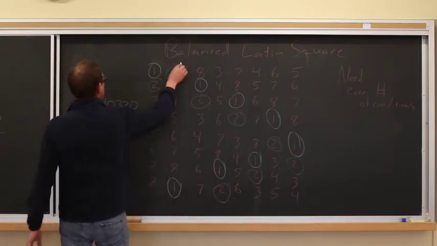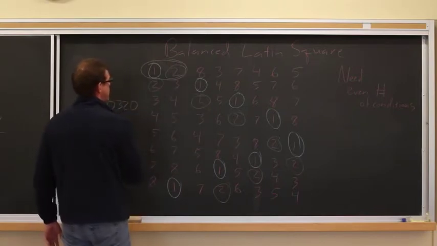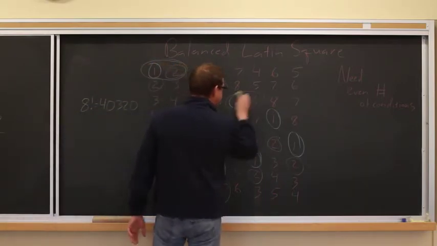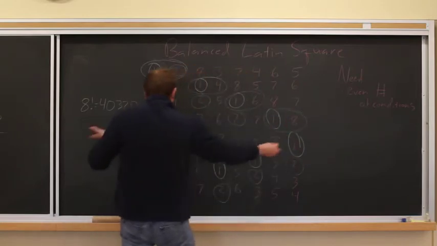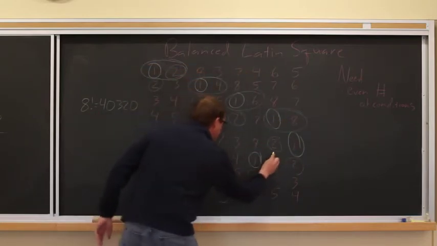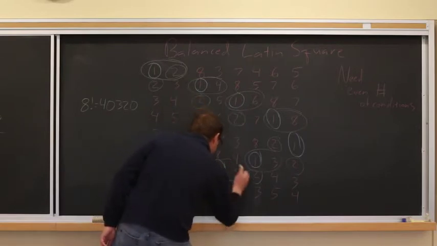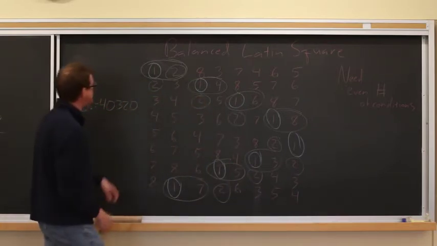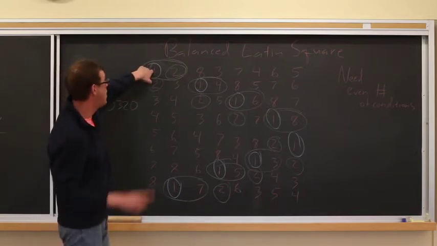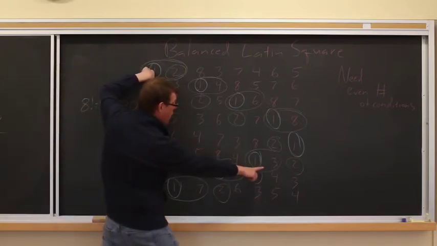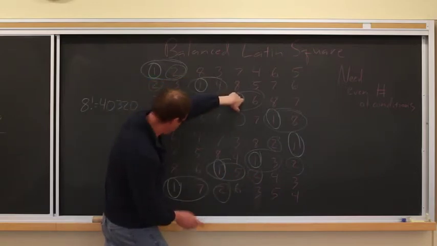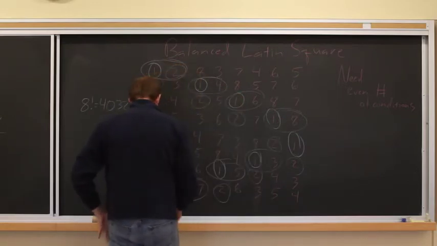So here notice 2 follows 1, but here 4 follows 1. Here 6 follows 1, here 8 follows 1, there nothing follows 1, here 3 follows 1, here 5 follows 1, and here 7 follows 1. So if we take a look at this, notice 2 follows 1 one time, 3 follows 1 one time, 4 follows it once, 5 follows it once, 6 follows it once, 7 follows it once, and 8 follows it once.